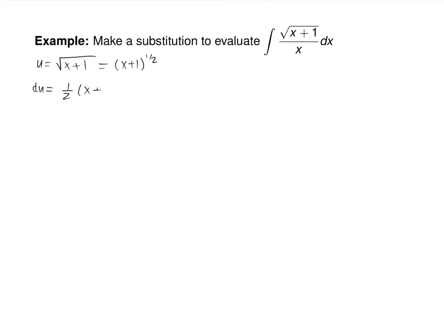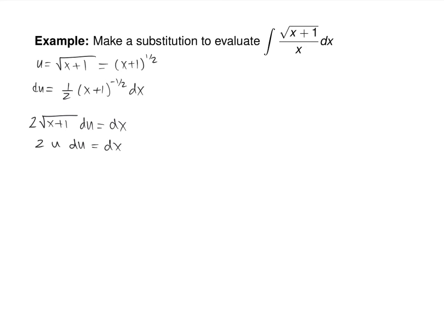1/2 x plus 1 to the -1/2 dx. Or, if I say 2 root x plus 1 du equals dx, is that okay? Okay, and then what is that? That's the same thing as 2u du equals dx. Do we agree with that? Okay, that's all pretty clever, right?